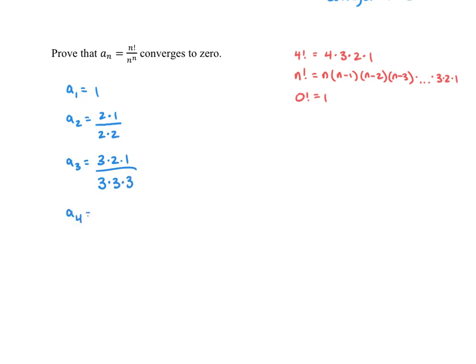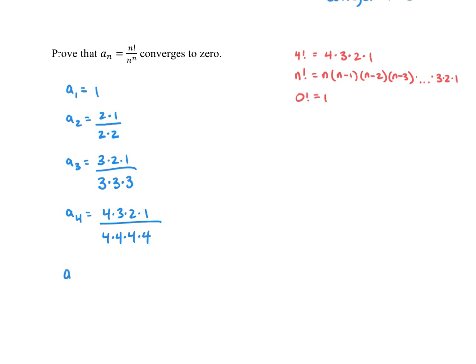A sub 4 is equal to 4 times 3 times 2 times 1, and we get 4 to the power of 4, which is just 4 multiplied by itself 4 times, and I'll stop there. I won't keep boring you. We're going to do one more general term.